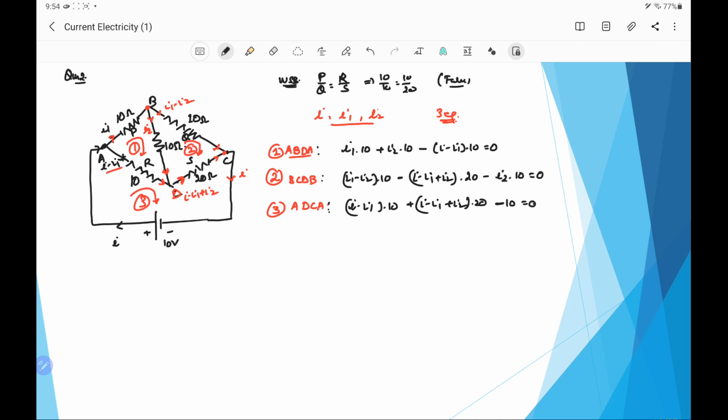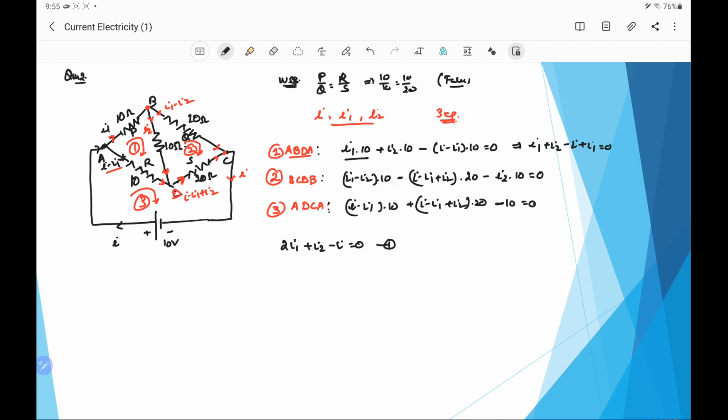So we get three equations, and now, writing the first equation on simplification, we get 10 I1, minus minus plus 10 I1, or we can simplify by cancelling this 10, so it is I1 plus I2 minus I plus I1 equal to 0. So we can write this equation as 2I1 plus I2 minus I equal to 0. This is equation number 1.